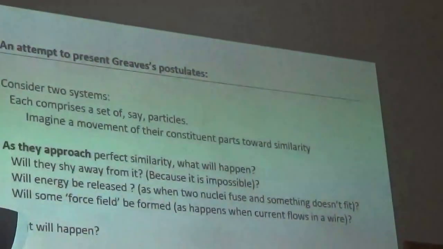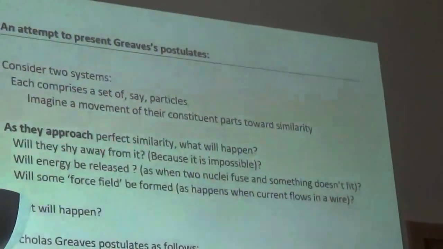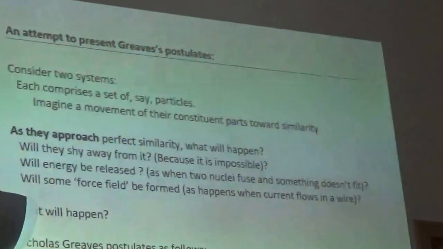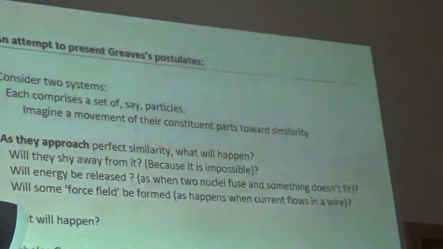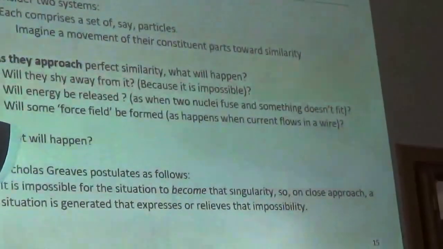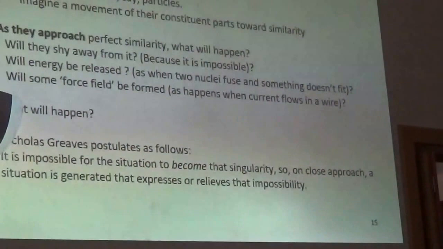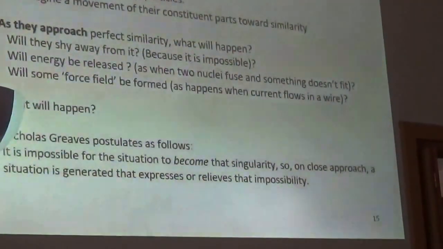So, what happens close to this singularity of absolute identity of the shape, particle, arrangement of two things? He says, consider two systems, each one consists of a set of particles. Imagine a movement of their constituent parts of the second one, if you like, to be nearly similar to the first one. What happens as they approach? Will they shy away from it because it's impossible?